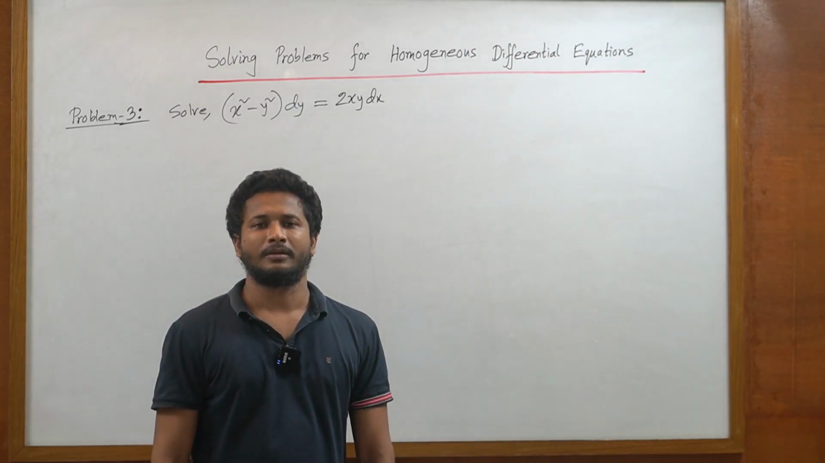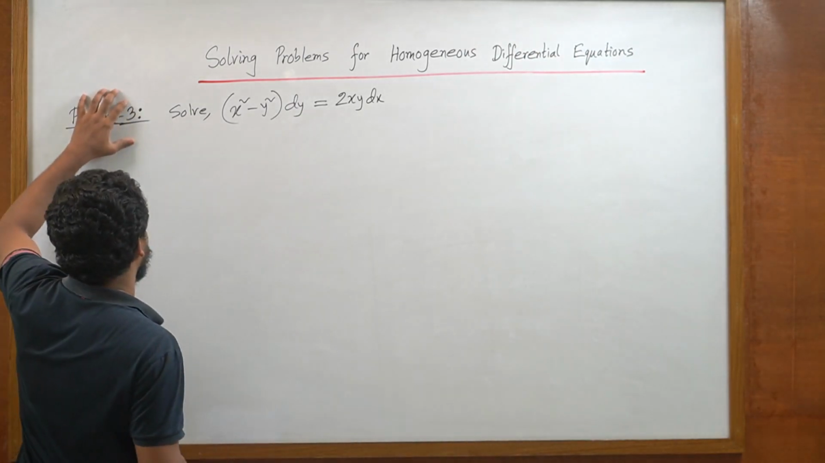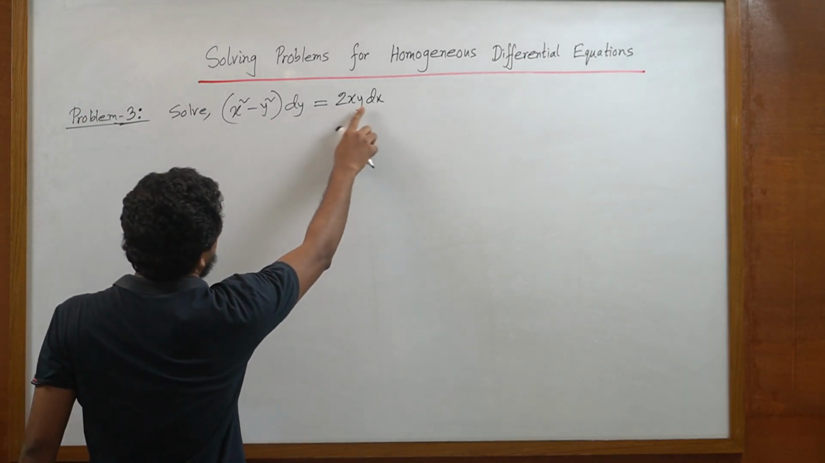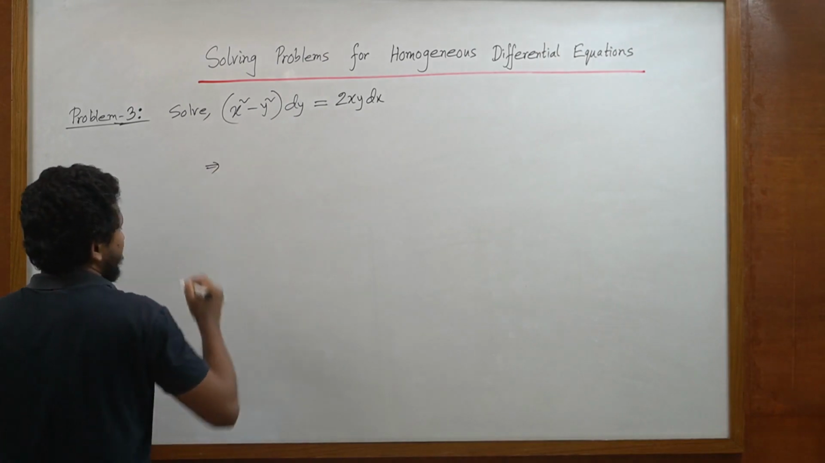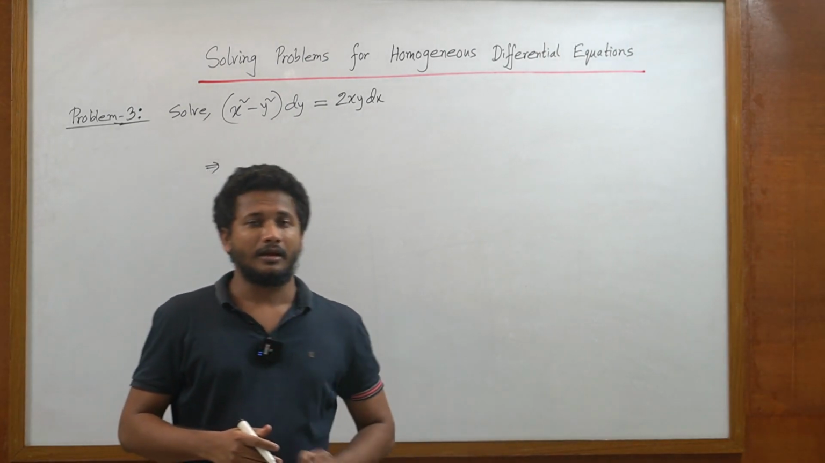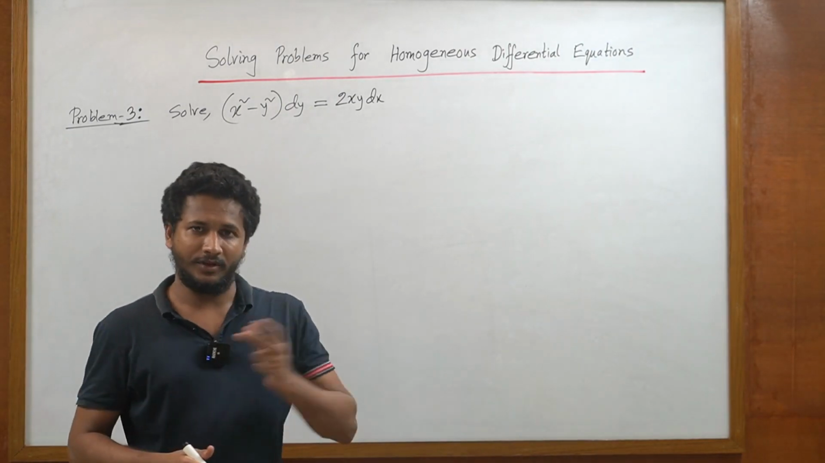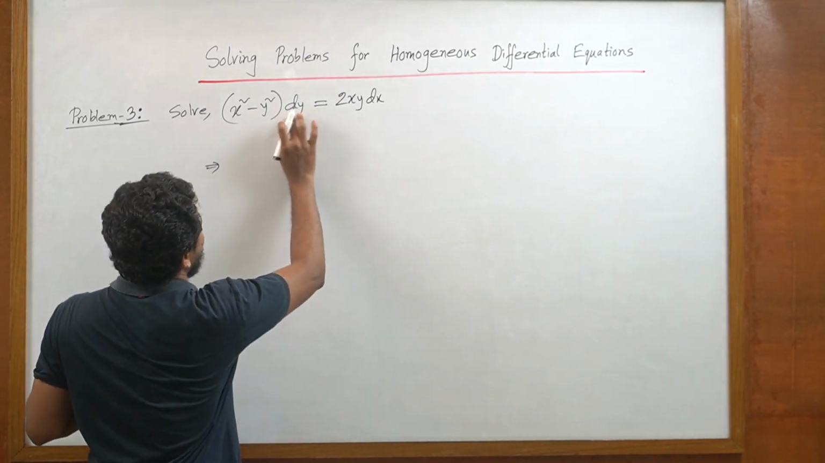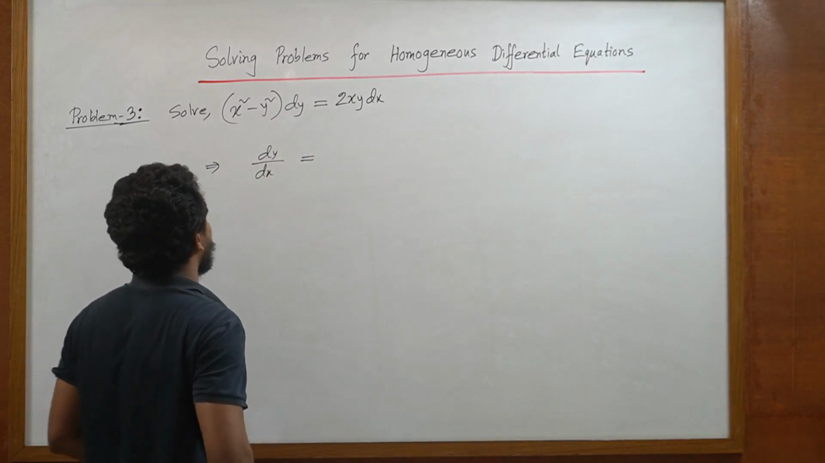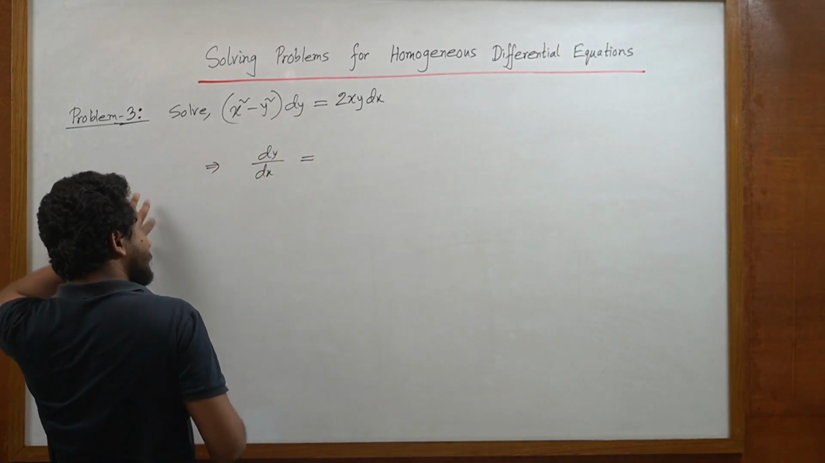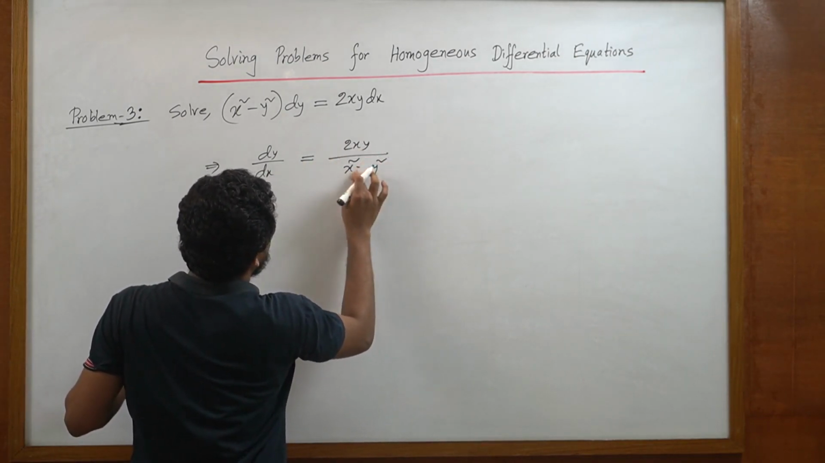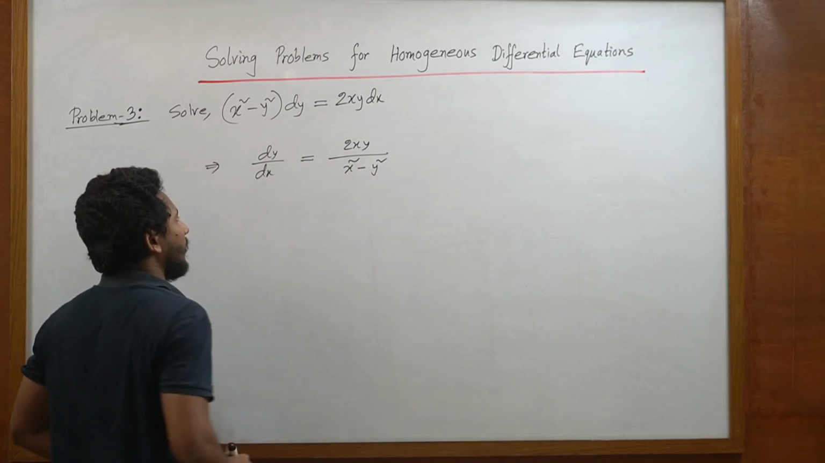Okay. Now we are going to the third problem. This third problem is x square minus y square dy equals twice xy dx. We will take dy dx separately on one side of the equation. So dy dx on the left hand side equals twice xy by x square minus y square.